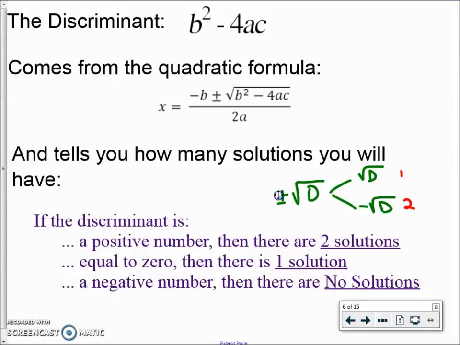If it's equal to 0, then there will only be one solution. If you think about it, this would be the case of plus or minus the square root of 0. Well, that's just equal to 0, and therefore you'd have minus b over 2a as your solution. And finally, there's a case where you'd have a negative number. Then there are no real solutions, because after all, negative square roots are no good.